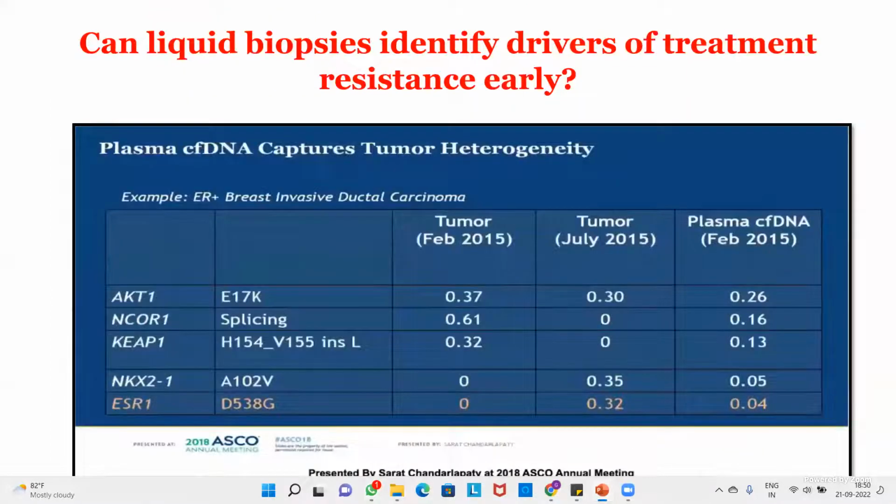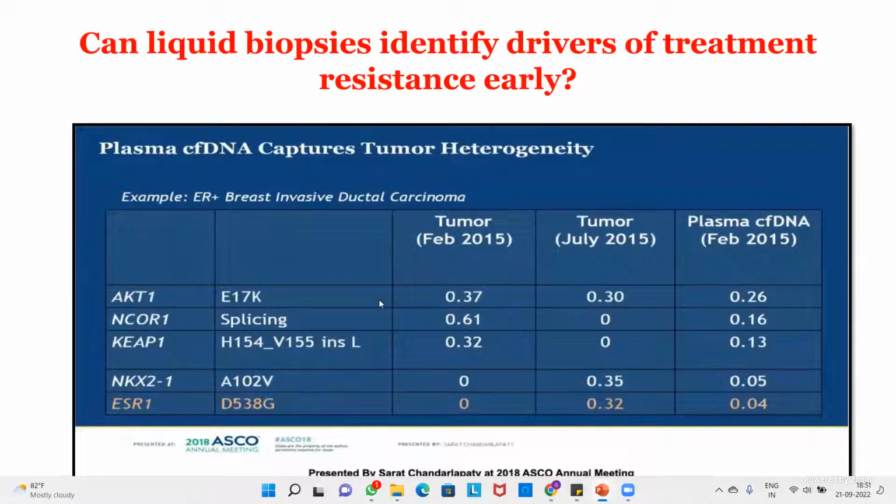Next, please. So another very pertinent question is, could you detect these driver mutations or treatment resistance mutations early versus tissue? A beautiful case study was presented by Dr. Chandarlapaty from Memorial Sloan Kettering, on an ER-positive patient with invasive ductal carcinoma, and I like using this particular case study to prove the point as to why liquid biopsy, especially in these HR-positive patients, is a fantastic tool. So let's look at the ESR1 mutation.